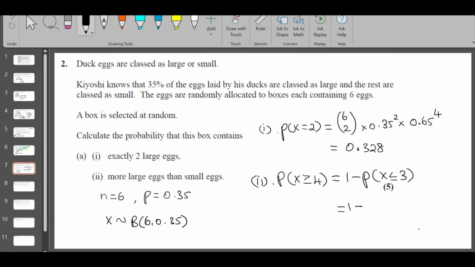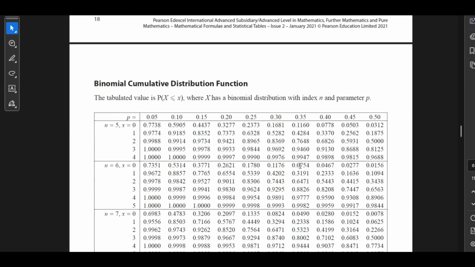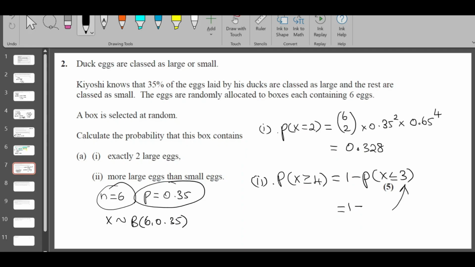Now we are going to use the table value. We need to look for a binomial cumulative table with n equal to 6, probability 0.35, x equal to 3, which is 0.8826. So 1 minus 0.8826, so the answer is 0.1174. That's all. Let's move on to part B now.